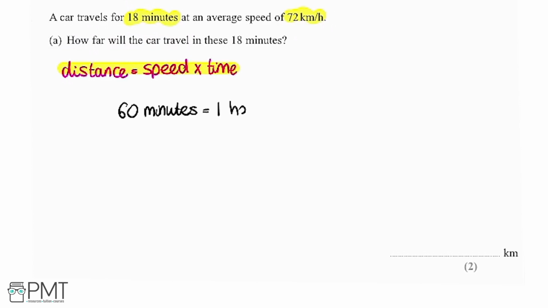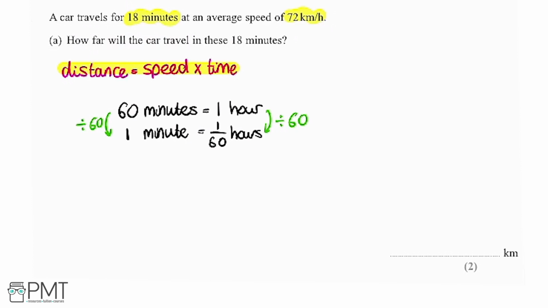equals 1 hour. So from here, I'm going to work out, okay, so what's 1 minute? To get to 1 minute from 60, we're going to need to divide by 60. Whatever we do to one side, we're going to do to the other. So if I divide this by 60, we get that 1 minute is 1 over 60 hours.